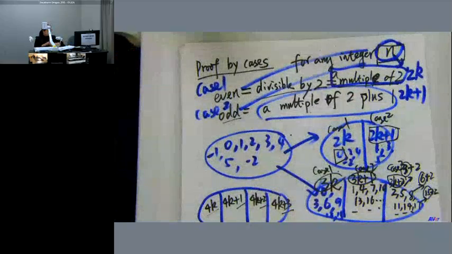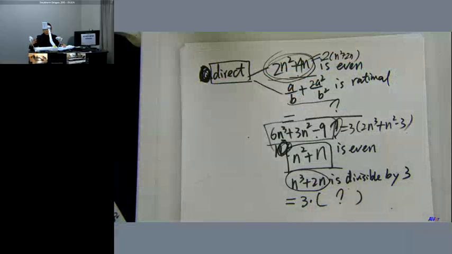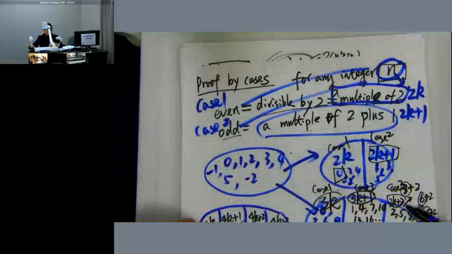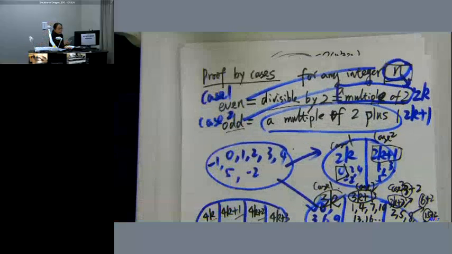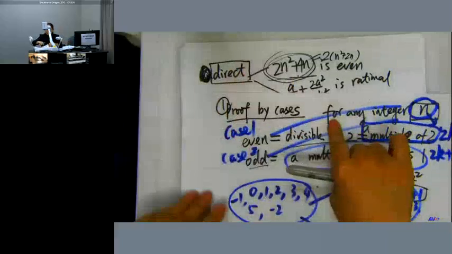So that's the first problem on the practice exam. When I look at n cubed plus 2n, I cannot factor out 3. I realize, okay, let's try cases. And how many cases should I do? 2 cases probably won't work, so I try 3 cases. Now, that's the proof technique. The first one you will be tested on is called proof by cases.